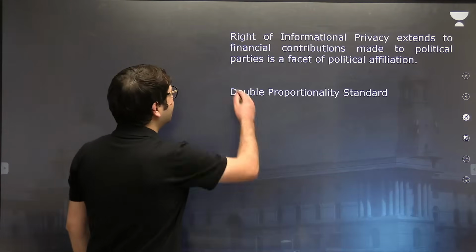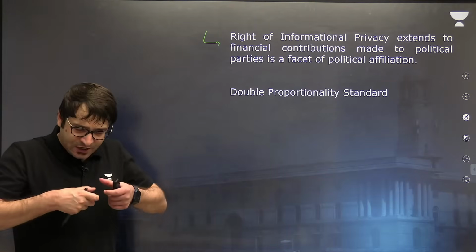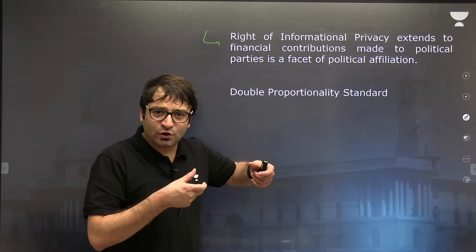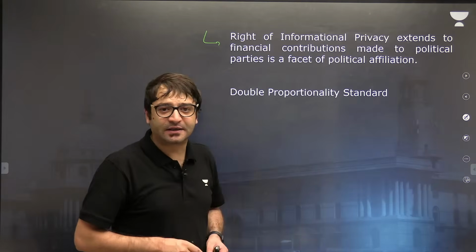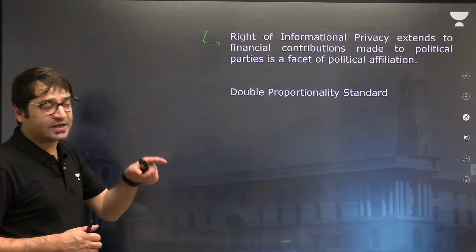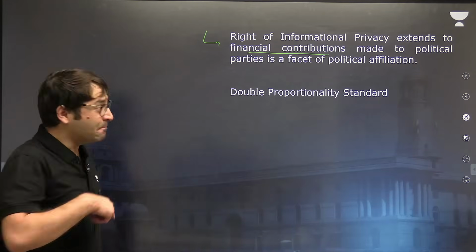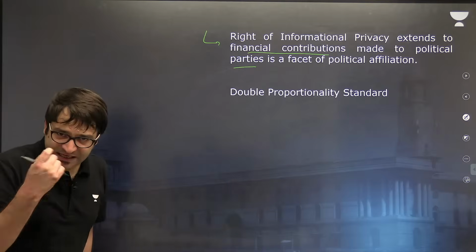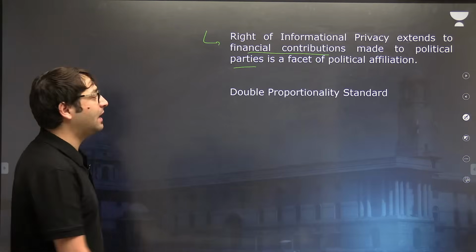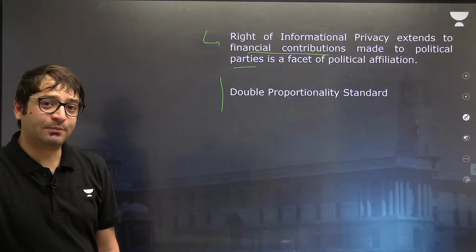The Supreme Court said, right of informational privacy. Information regarding your political affiliation, information regarding your financial contributions to political parties. This is part of right of informational privacy. This right of informational privacy extends to political contributions made to political parties. Is it a facet of political affiliation? For that, we have to prescribe something called double proportionality standard. What is this double proportionality standard?